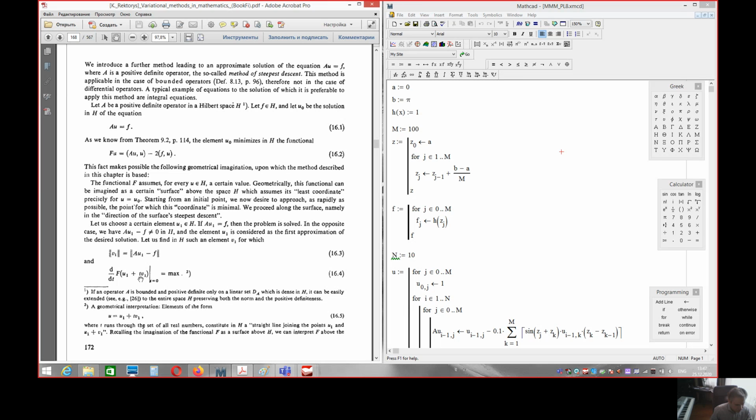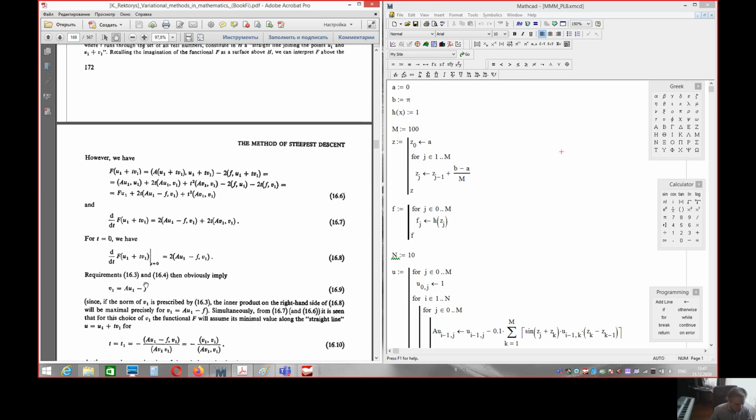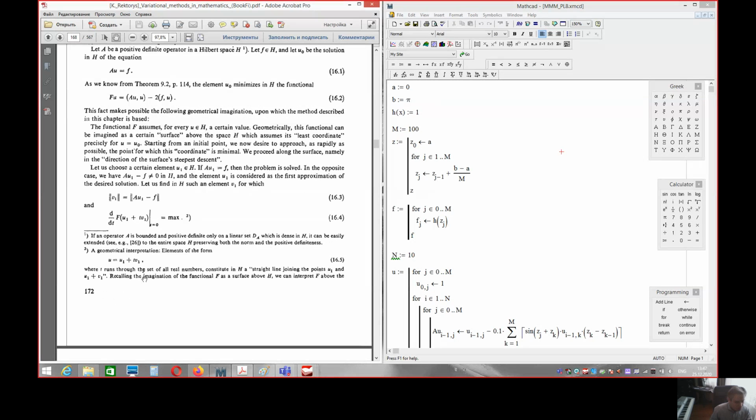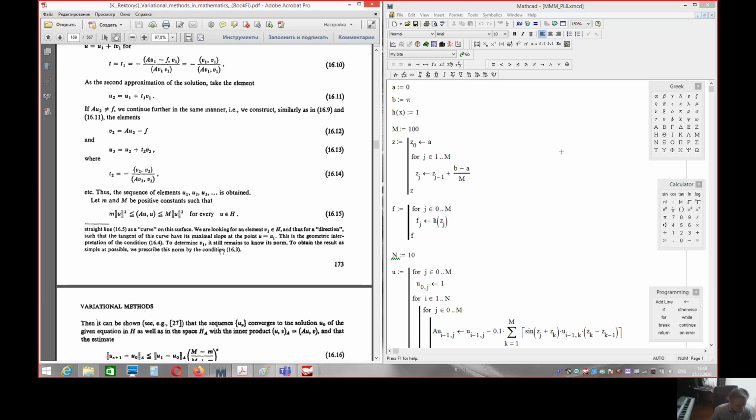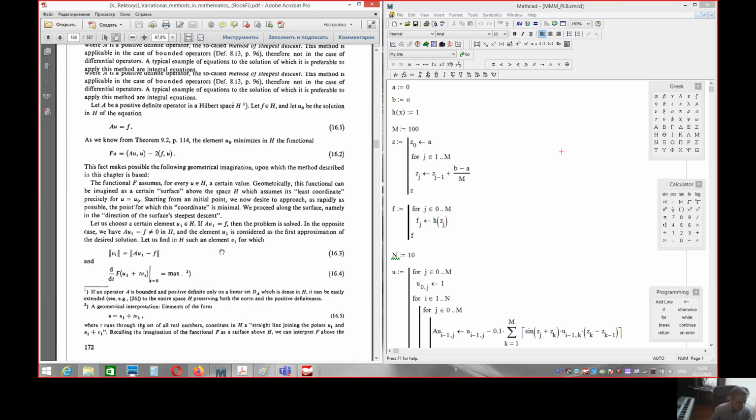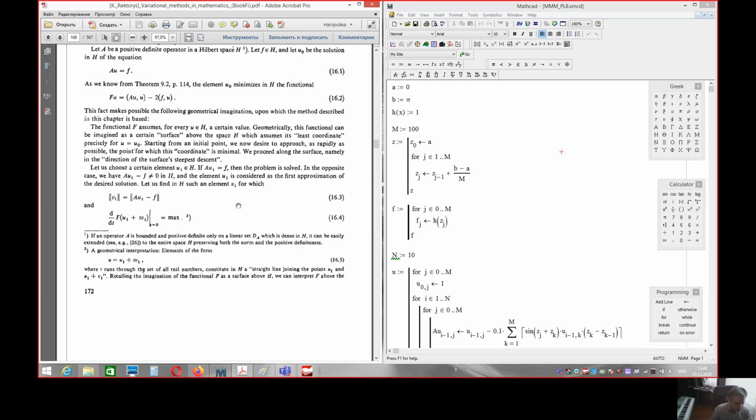such number t, and knowing number t, to find such element V1, which supplies the maximal value of the first variation, or the maximal value of the tangent on the curve, which is a line belonging to some surface, this surface above the space H.